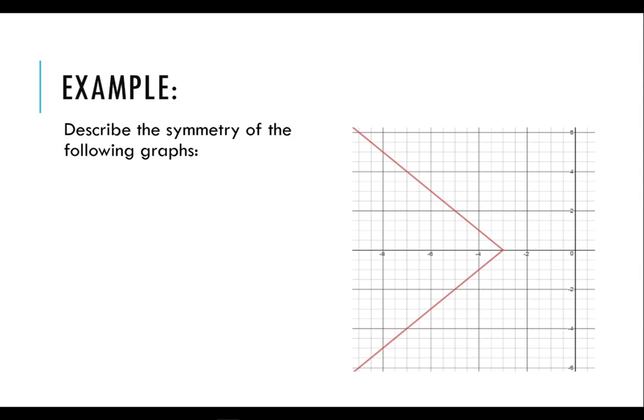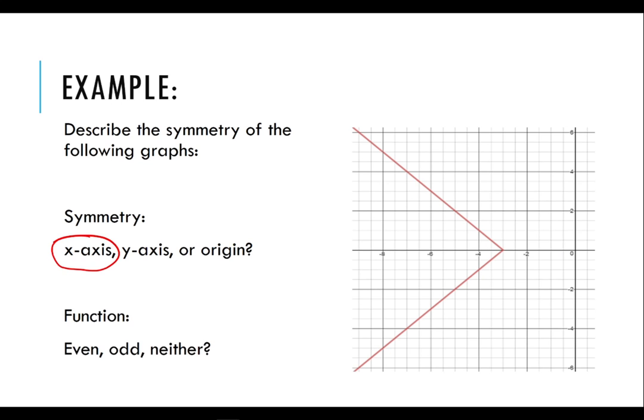So first we want to describe the symmetry of the following graphs. So we have this graph. Does it have any symmetry? And the answer is yes, it has x-axis symmetry. Notice that it mirrors above and below the x-axis. So we do have x-axis symmetry. Next we want to know, is this an even, odd function or neither? Well, we really have to answer the question first, is this a function? And notice that if I try to do a vertical line test, it fails the vertical line test because it hits the graph in 2 points, or more than one. And because of that, we know we do not have a function, and so this thing is neither even nor odd, namely because it's not a function in the first place.